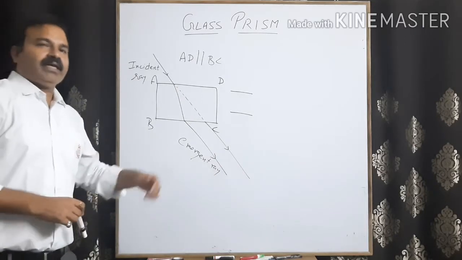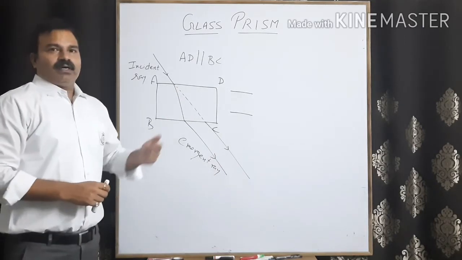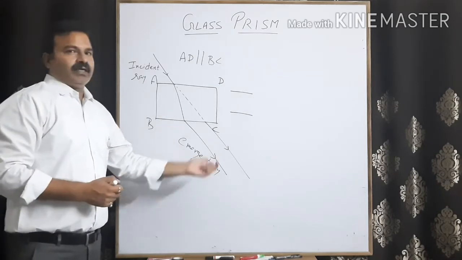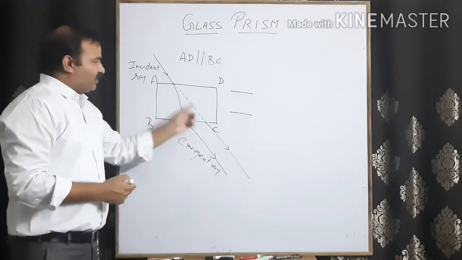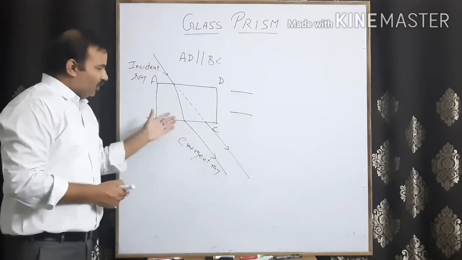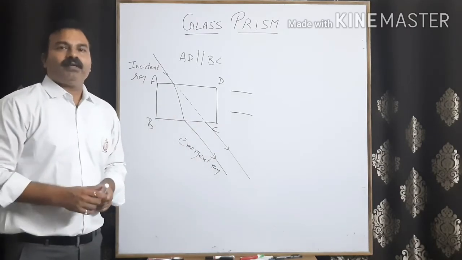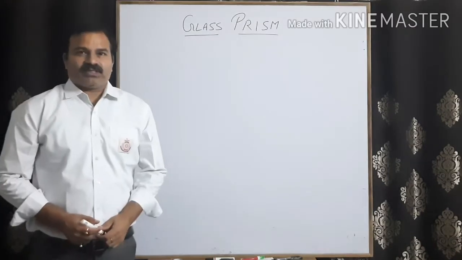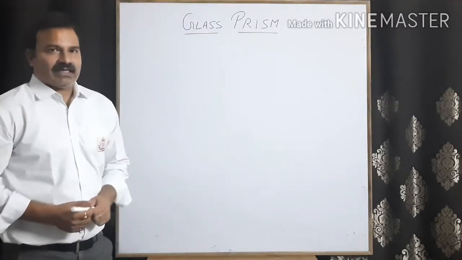each other. But in case of a prism, the two rays, that is the incident ray produced and the emergent ray, will not be parallel. Namaste students. I'll tell you about the glass prism.